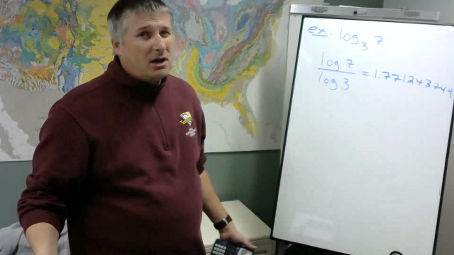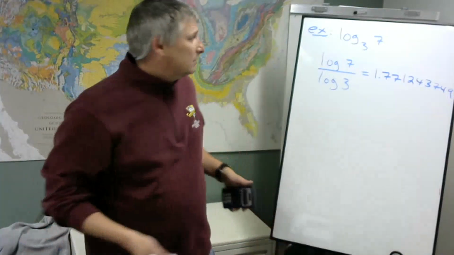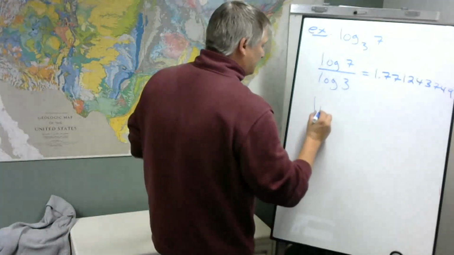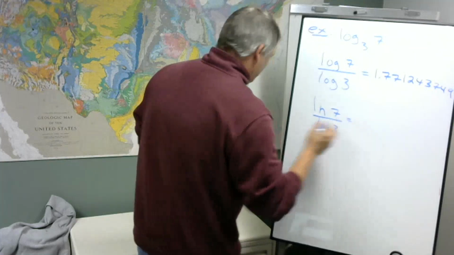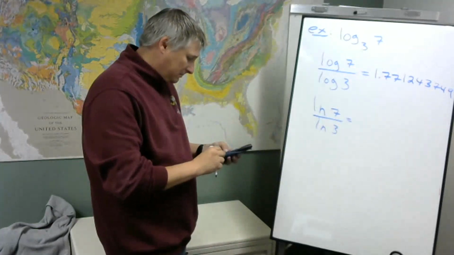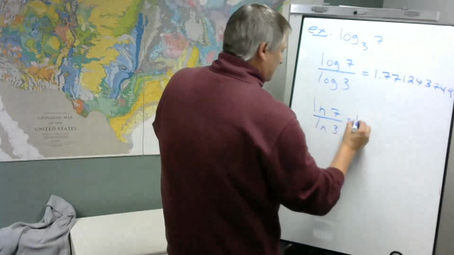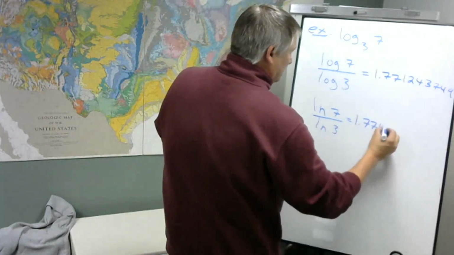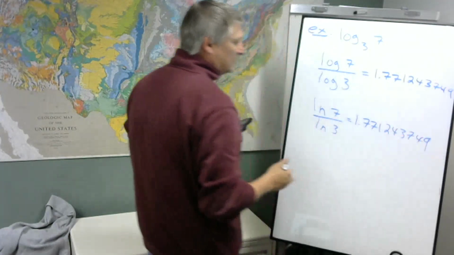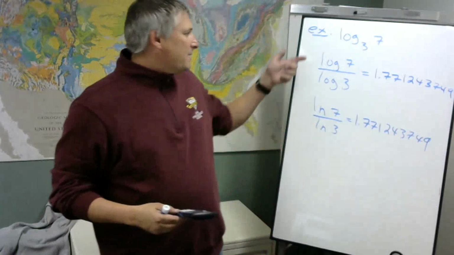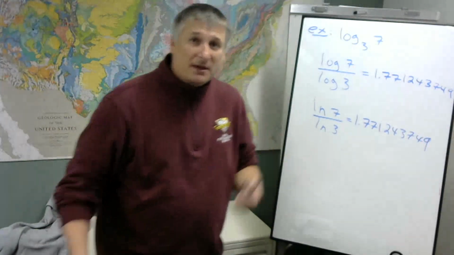And what if we use natural log though? Well, according to our rule, it doesn't matter what base we use. So we could say natural log of 7 over natural log of 3, and we put that in. Sure enough, we get the same thing. So it doesn't matter what log base we use, we're going to be all right. We'll get the same result.